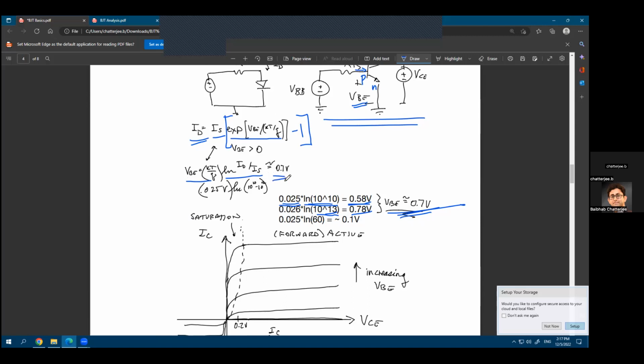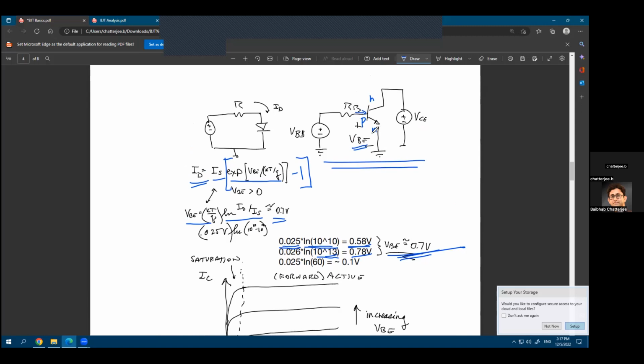All right. So again, your VBE, that is VT times ln of ID over IS, is almost equal to 0.7 volt. That's a forward bias diode's drop. So for an on BJT, whenever the BJT is on, your VBE will be about 0.7 volts. And that's something you can always assume while solving a circuit. It may not be 0.7 volts, it could be 0.65 volts, but that does not make a huge difference in your analysis.